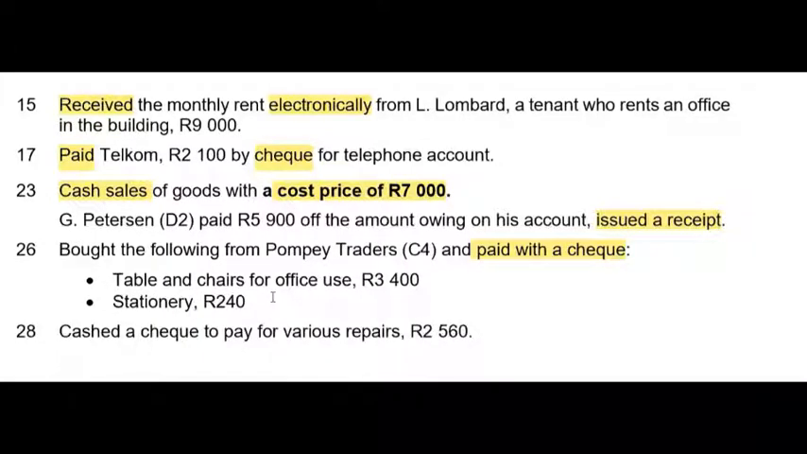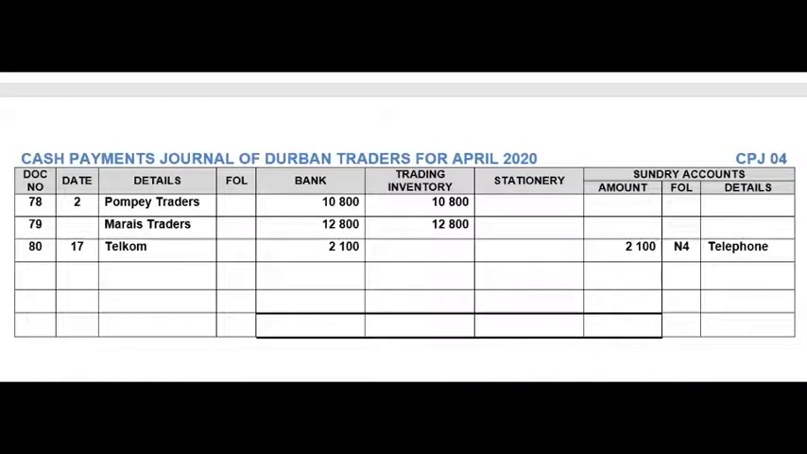Okay, so what's important is we paid with one check because we're paying one company, but we bought two different elements. So if you think about it, the total amount that we will write on this check and that will go from our bank account is the total of 3,400 plus 240. In other words, 3,640. That's why in the CPJ you will record it like this. Okay, so you will say it's check number 81. On the 26th, we're paying Pompey Traders, and the total value that we're paying from bank is that 3,640.